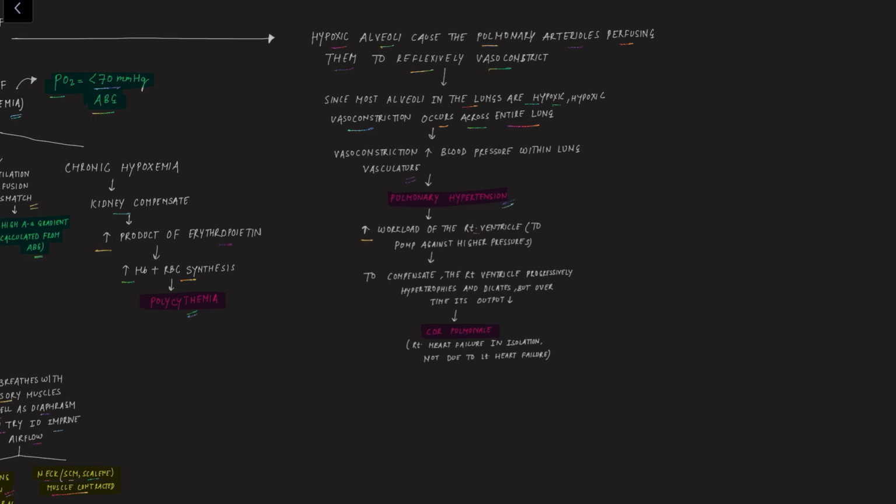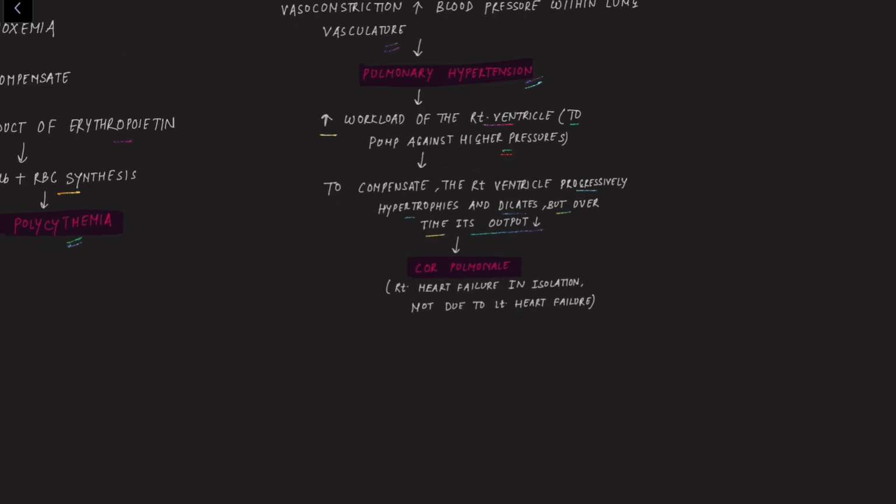This increases the workload of the right ventricle to pump against the high pressure. To compensate, the right ventricle progressively hypertrophies and dilates, but over time its output decreases. That leads to cor pulmonale, right heart failure in isolation, not due to left heart failure.